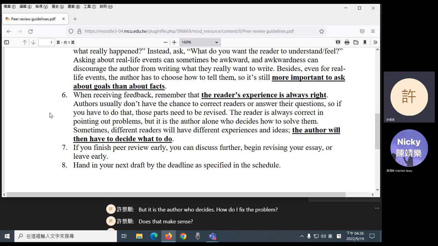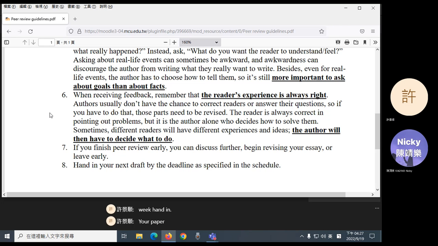Okay. And that's the only thing we're going to do next week. So if you finish early, you can keep talking. You can begin revising immediately. You can leave early. And please, the following week, hand in your paper copy essay. So next week, peer review. The next week after that, give me your essay.